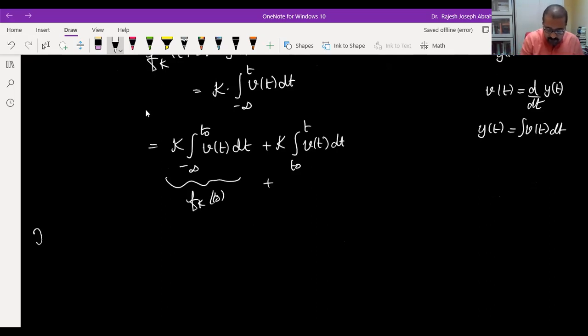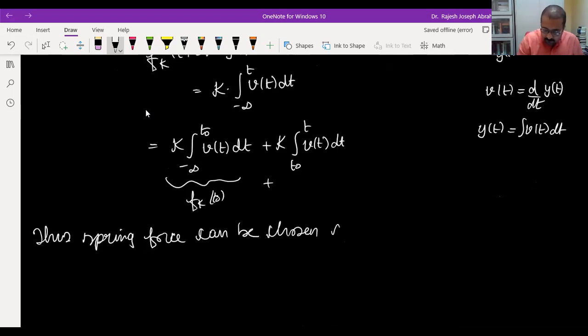Thus, spring force can be chosen as a state variable. A moving mass stores energy in the form of kinetic energy, whereas a spring which is stretched or compressed will store energy as potential energy. So that is why state variables are associated with mass and spring. Consider a dashpot or a damper. What happens? It cannot store energy. So you cannot associate any state variable to a damper or a dashpot.